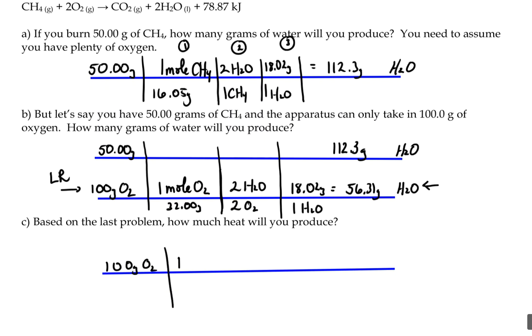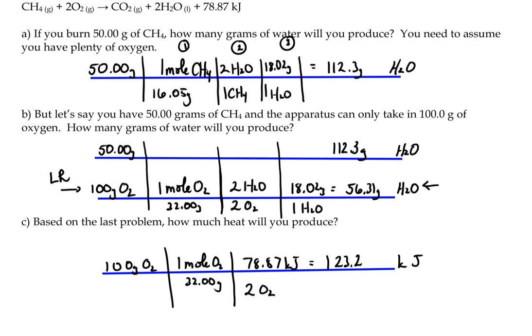And then this becomes incredibly redundant because you still have to get it to moles. But in this case, what I want to do is get it to kilojoules. Okay, so now according to this, for every 2 moles of O2, I will produce 78.87 kilojoules of energy. And so I will produce 123.2 kilojoules of energy for this reaction.